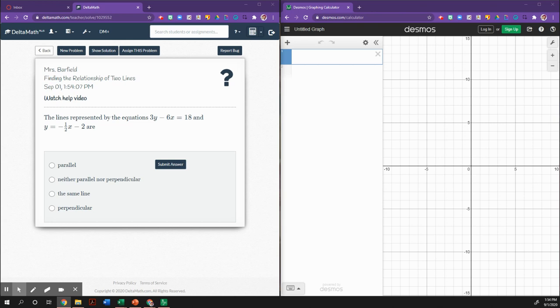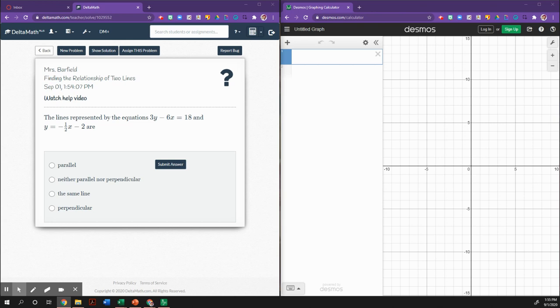If you're looking at the problem, it says the lines represented by the equations 3y minus 6x equals 18 and y equals negative 1/2 x minus 2 are what? Are they parallel? Are they neither? Are they the same line, or are they perpendicular?